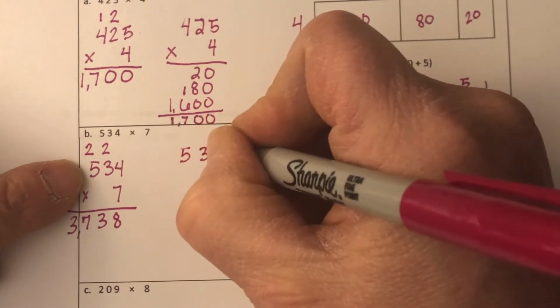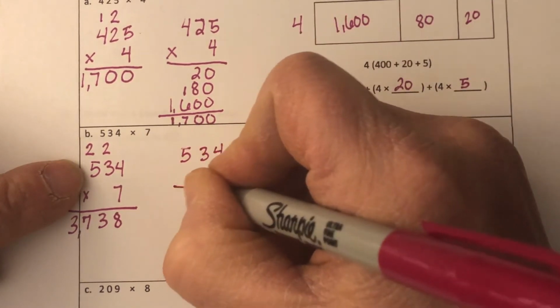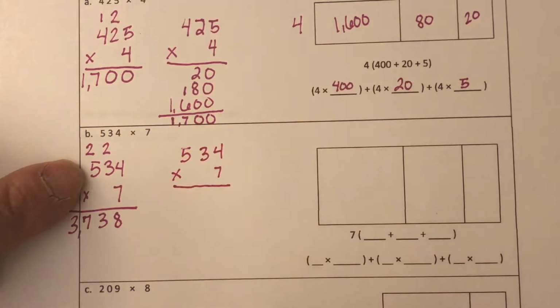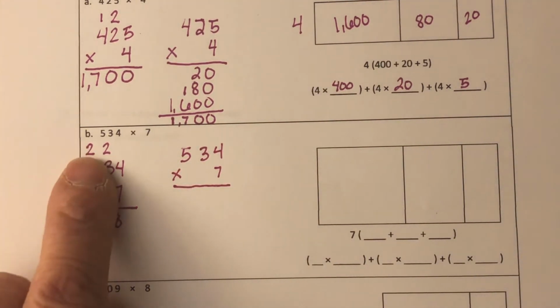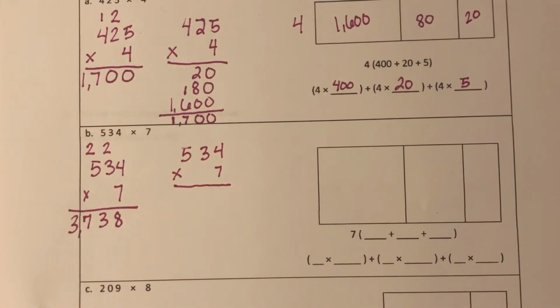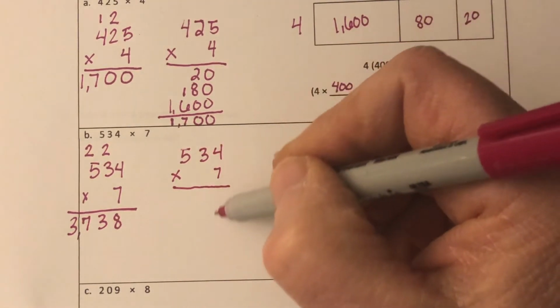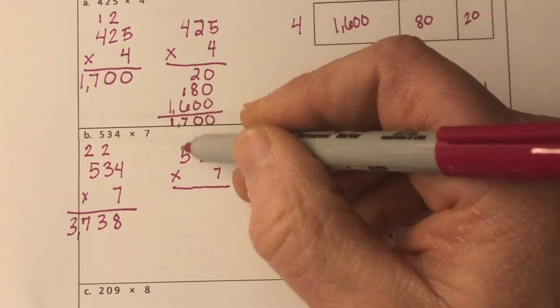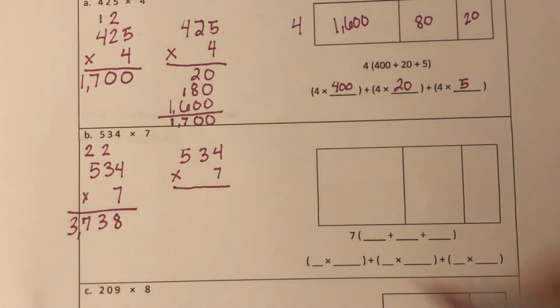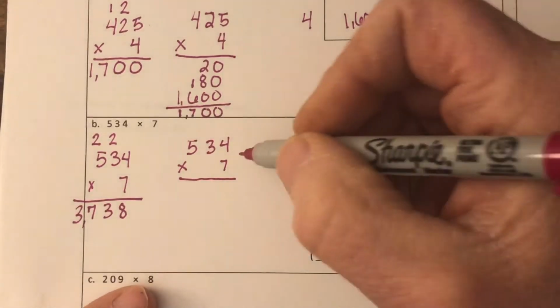534 times 7. Now, with partial products, I don't do this whole carrying thing. I just write the products out as we see fit, okay? And you have to remember, this is the ones column, this is the tens column, and this is the hundreds column, okay? So let's give it a shot.